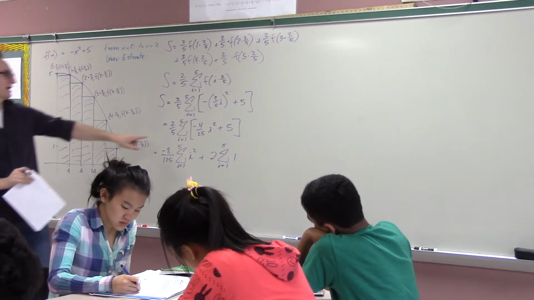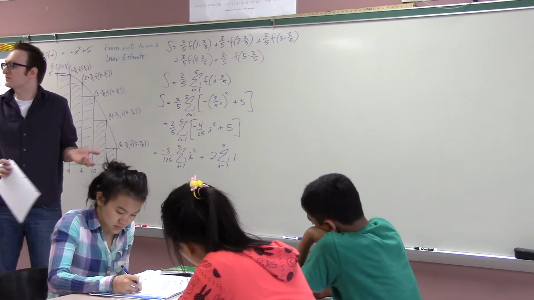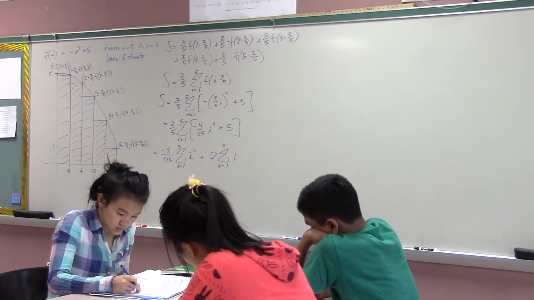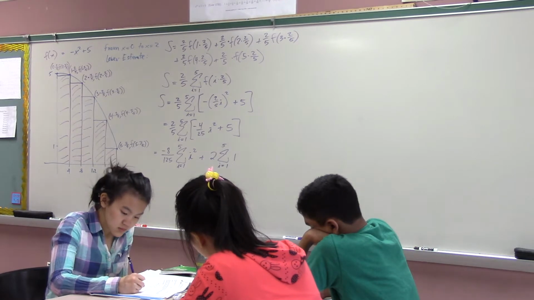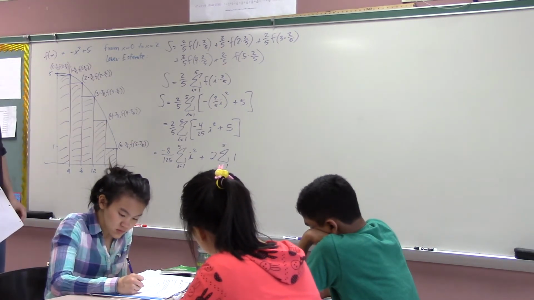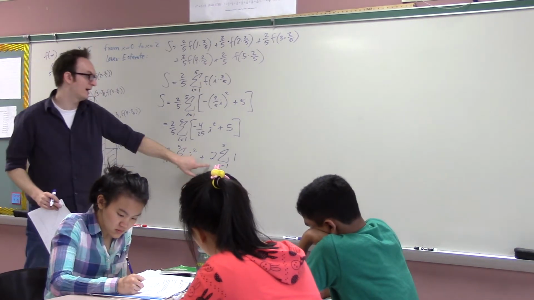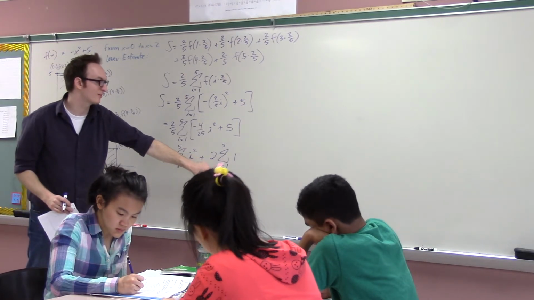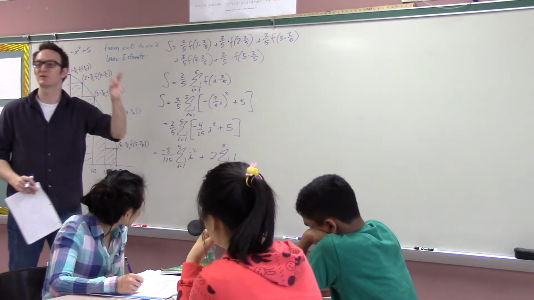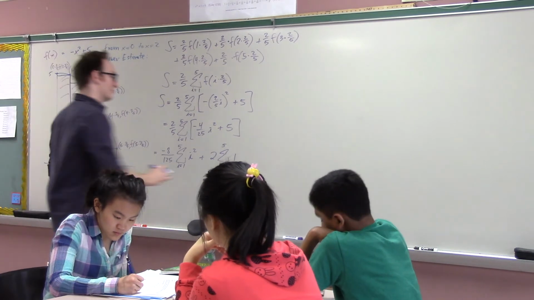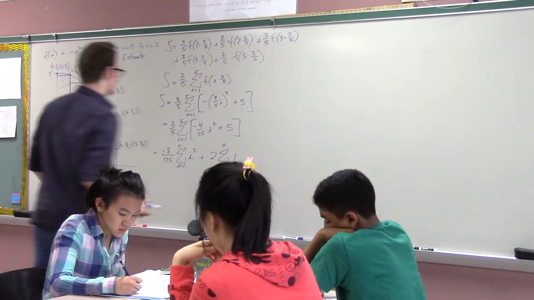But I'm just using properties of sigma notation, which says that you can split up a sigma into 2 different things. But yes, you're right. 2 times the sum from I equals 1 to 5 of 1, that's just 1 plus 1 plus 1 plus 1, 5 times. So yes, this number does turn out to be just 10.